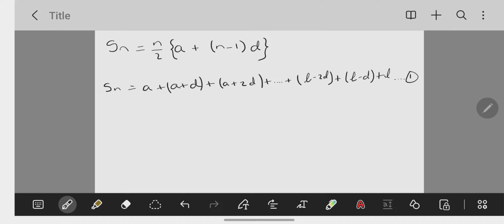What this just means is we are summing up every single term. We're just adding up all the terms of a general arithmetic sequence. Not a specific one, but it's general.